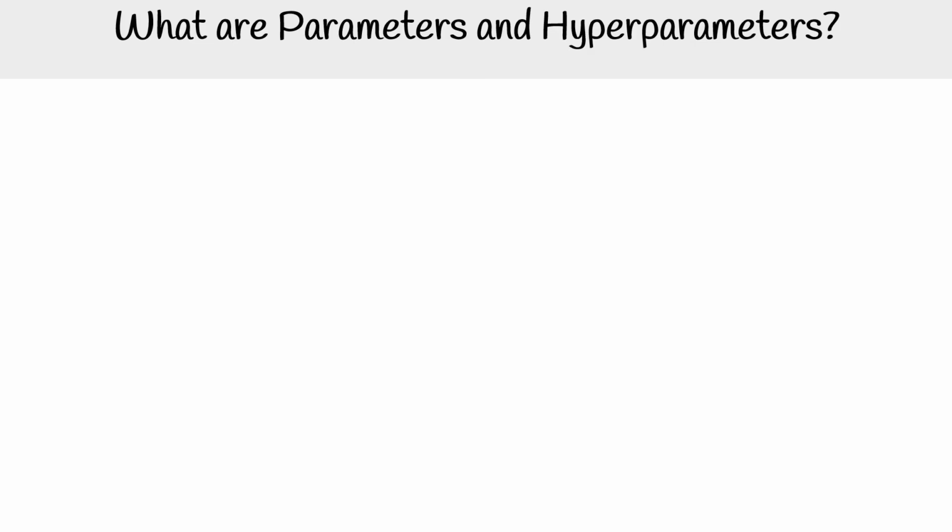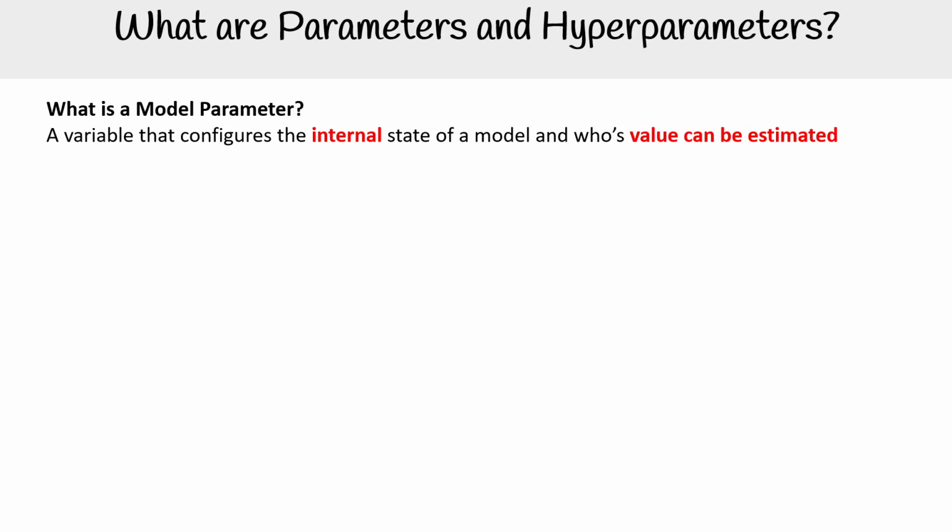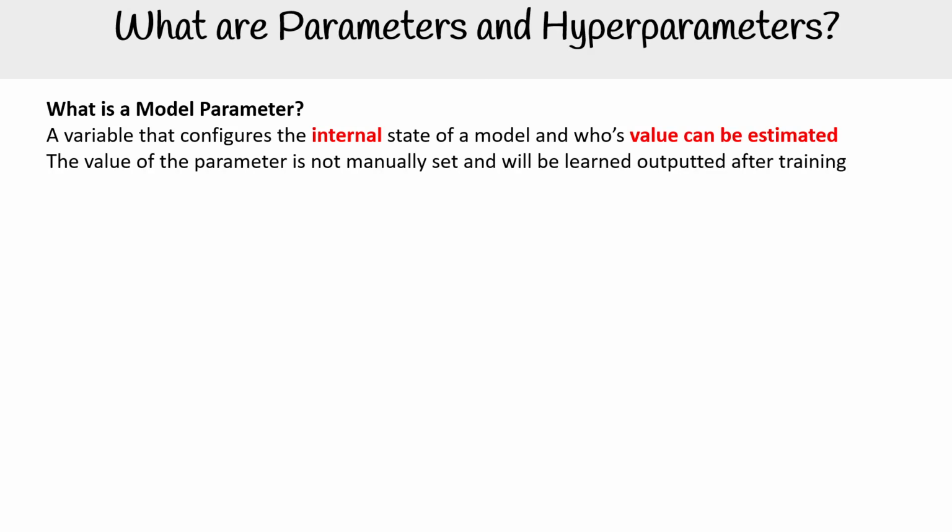Let's talk about parameters and hyperparameters. So a model parameter is a variable that configures the internal state of a model and whose value can be estimated. The value of a parameter is not manually set and will be learned, outputted after training. Parameters are used to make predictions.